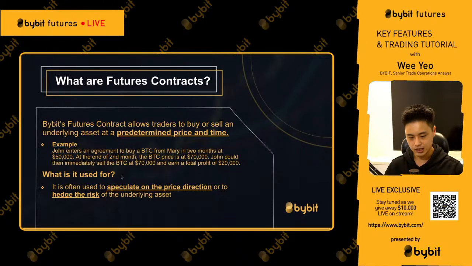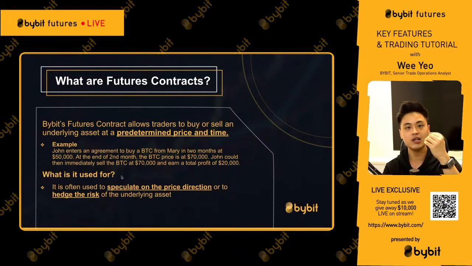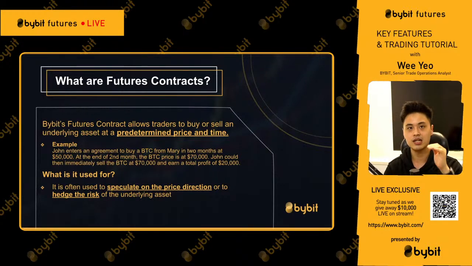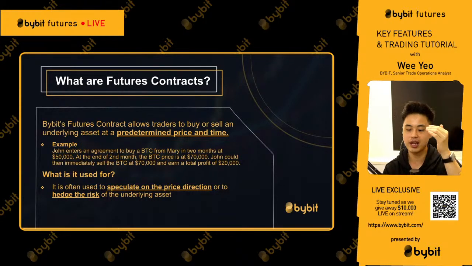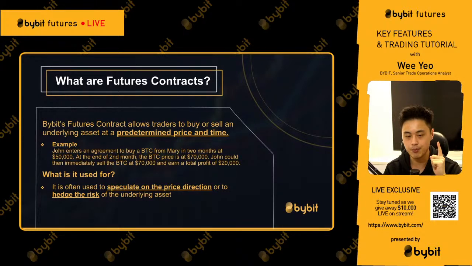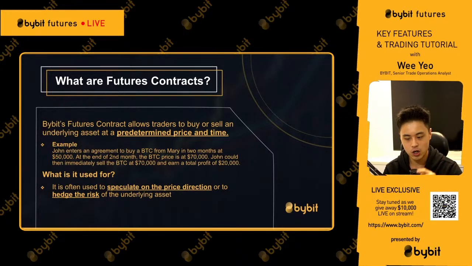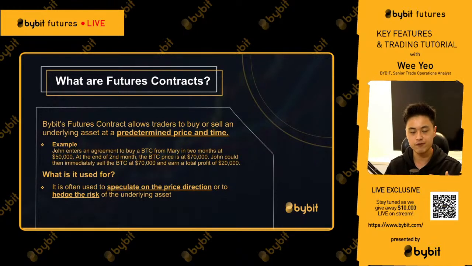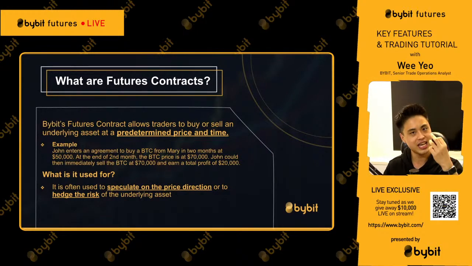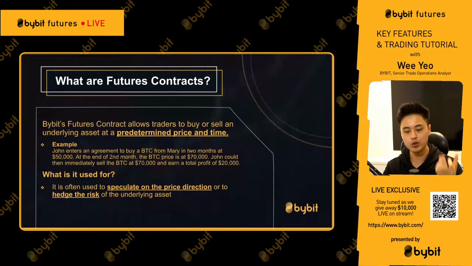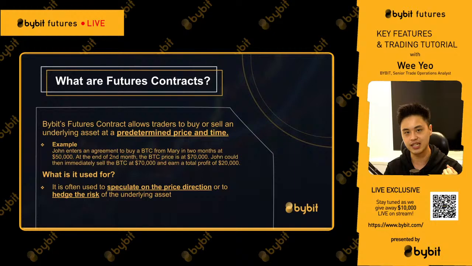Back to our technical terms, it is used mainly to speculate on the price direction. In this case, with perpetual, you also speculate on the price direction. However, there is a predetermined price and time. Remember, that is for futures. For more advanced traders who know how to use futures contracts, they are able to use this additional tool to strategize in their trading, to hedge the risk involved for their underlying asset.